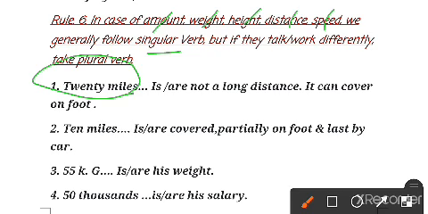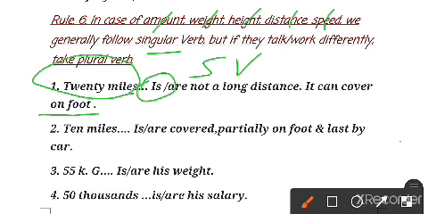So for 20 miles, that will be "is," because they are talking about covering it in one particular way, that is on foot. That will be covered on foot. So here they are talking about a single idea. So that is why, in that single idea, single concept, we use a singular verb.